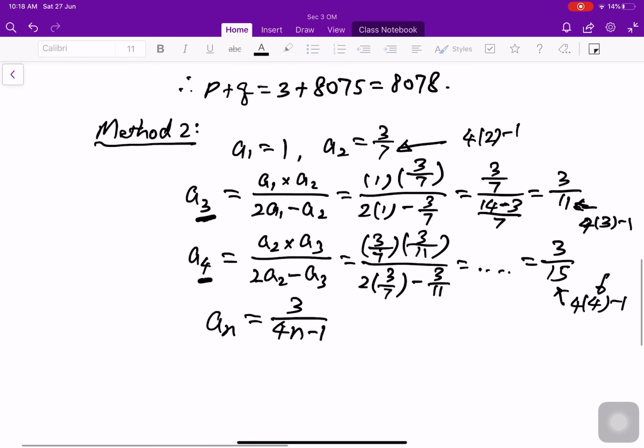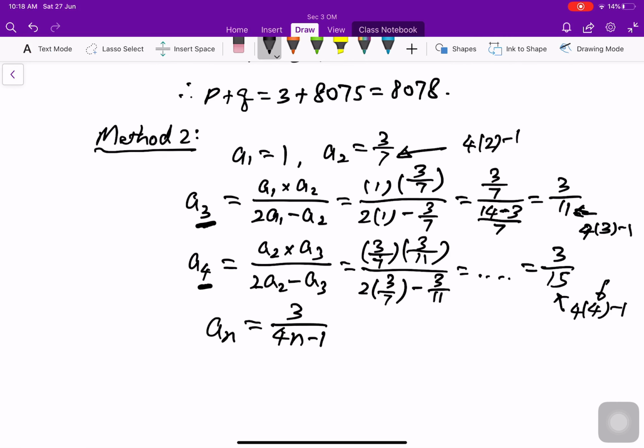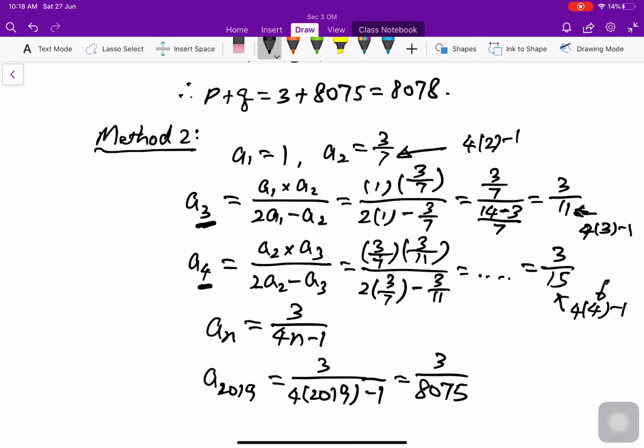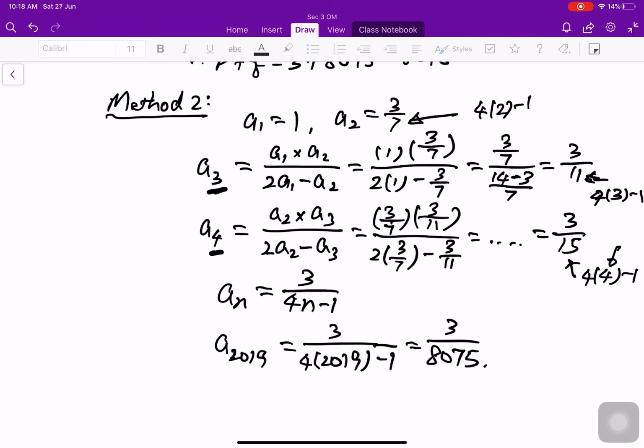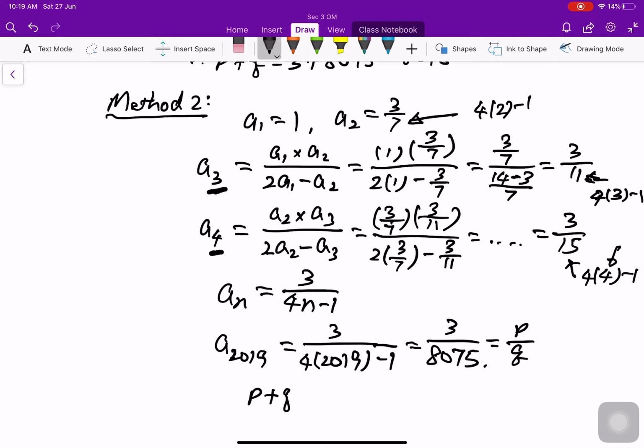Therefore, your A 2019 is just equal to 3 over 4 times 2019 minus 1. In this case, you will get 3 over 8075. Therefore, same answer. This is your P over Q. Therefore, your P plus Q would turn out to be 3 plus 8075, which is just equal to 8078.